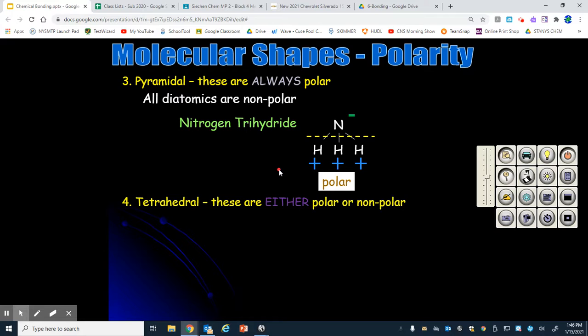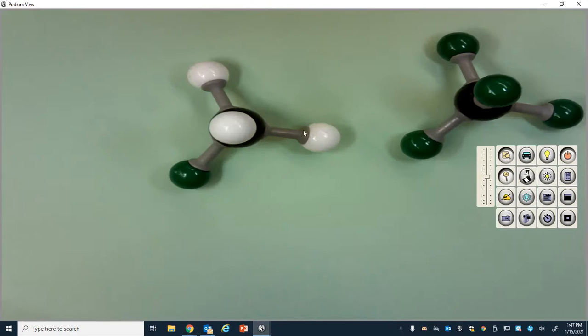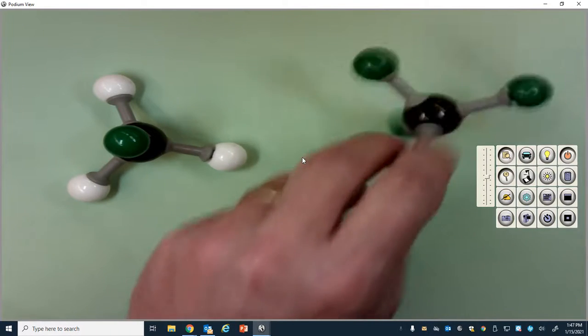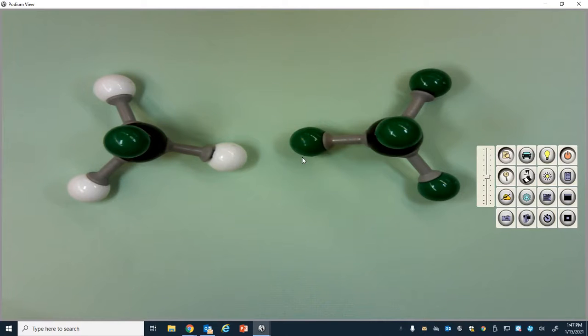Tetrahedral is a fancy shape. It kind of looks like ammonia a little bit. I'm going to show you 2 tetrahedrals here in a minute. So right here, we'll make it bigger. You've got this tetrahedral one and this tetrahedral one. I will tell you one of them is polar, one of them is nonpolar. You should be able to tell at this point which one's symmetrical and which one's asymmetrical.